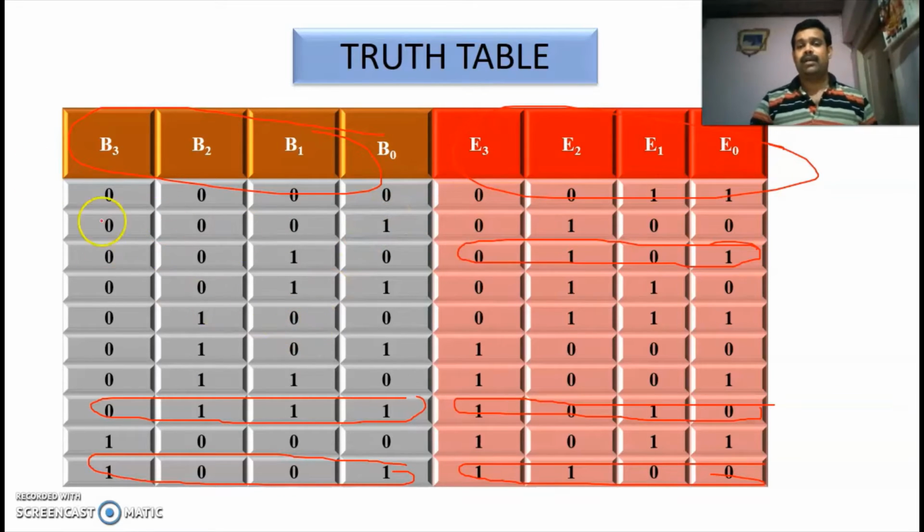Next, we are going for implementation. So here you are having 4 inputs and 4 outputs. So you have to draw 4 variable K-map. Now in this input you have used only 9 combination. If you are having 4 variables, you will be having 15 combinations, and out of that 15 combination you have used only 9 combination. For 10, 11, 12, 13, 14 and 15 you have to put don't cares in your map. So first you will be drawing the K-map for E3.